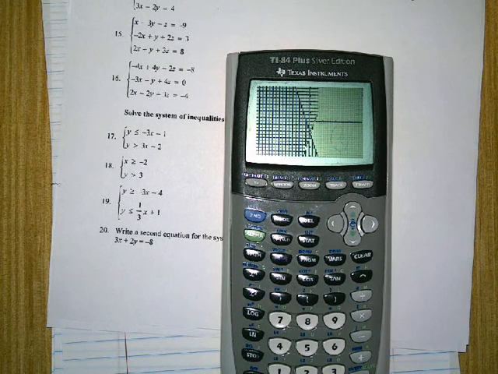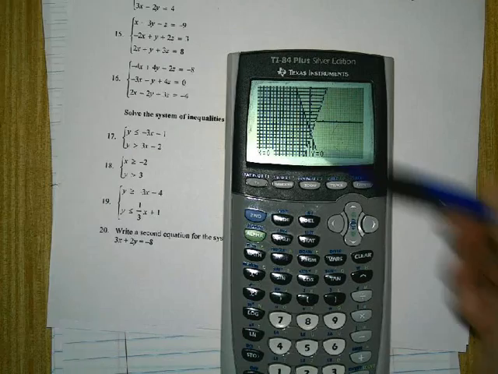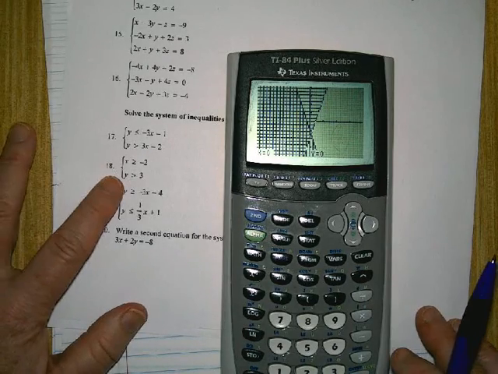So the part that's the answer is the part that's crisscrossed. Okay? This is what the book has here. This is what it looks like here. Any questions on 17?